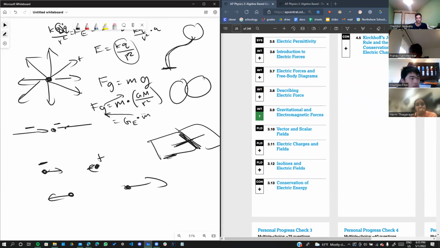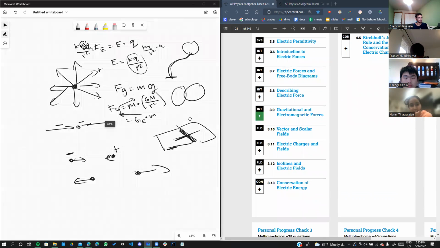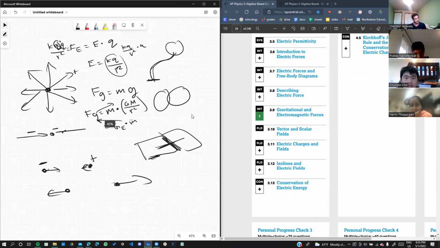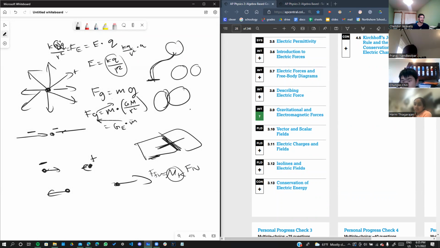Wait, does the test on friction include equations related to friction, like the coefficient of friction stuff? Or are you talking about electricity, like electric charge related to friction? For the AP exam at least, they'll say two spheres are rubbing each other and providing friction, frictionally providing charge. That's what they refer to.